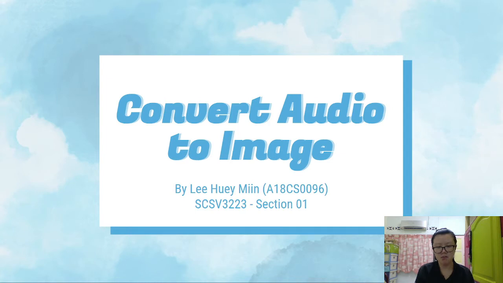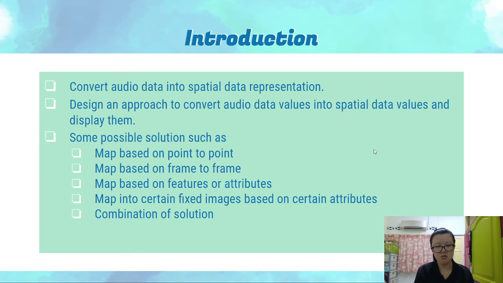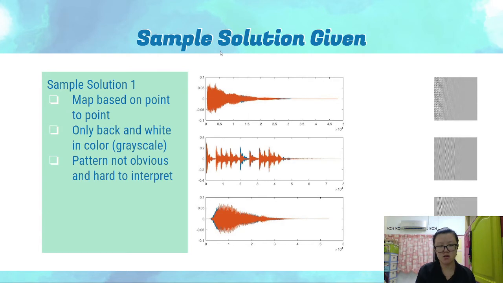Now I will present my solution to convert audio into an image. In this assignment, we need to convert audio data into a spatial data representation. We need to design and prove an approach to convert audio data values into spatial data values and display them. Some of the possible solutions provided are based on point-to-point, frame-to-frame, features or attributes, or a combination of the solutions. This is a sample solution given by the assignment.